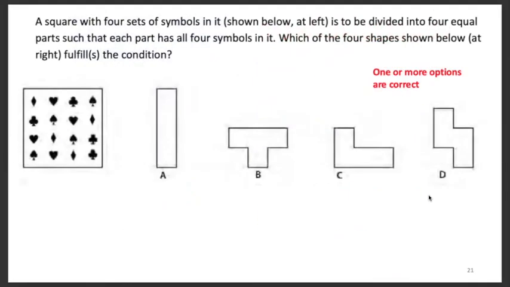A square with 4 sets of symbols in it is to be divided into 4 equal parts such that each part has 4 symbols in it. Which of the 4 shapes shown below fulfills this condition? You're given here a square with 4 different types of symbols. You have to identify which of these parts will fulfill the condition where you can replicate this into 4 parts and all of them have all the 4 symbols.